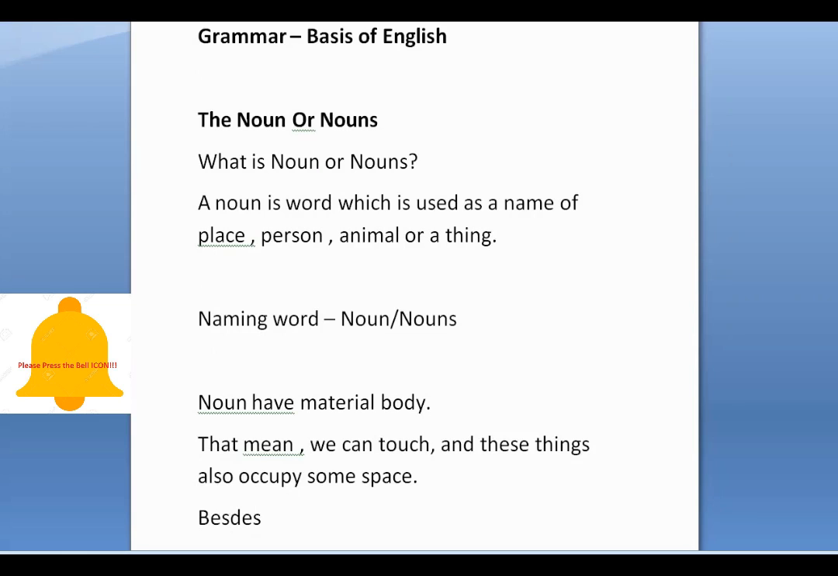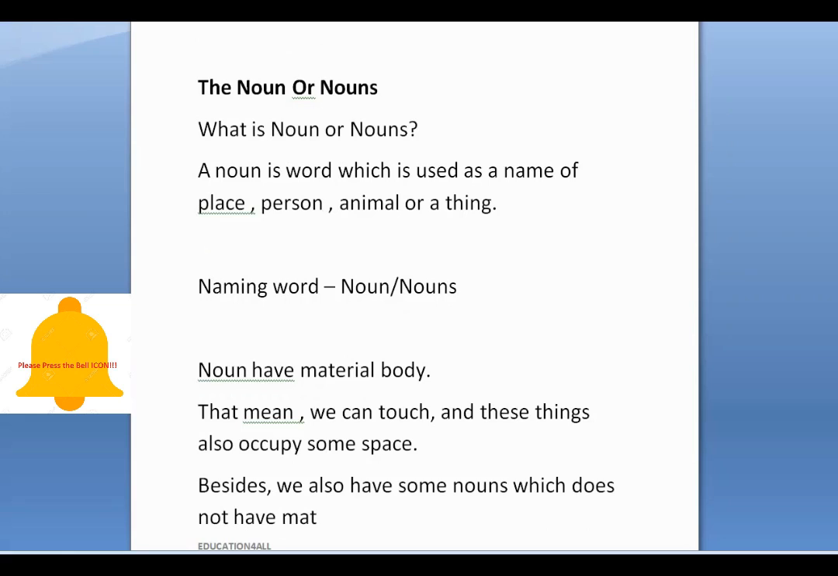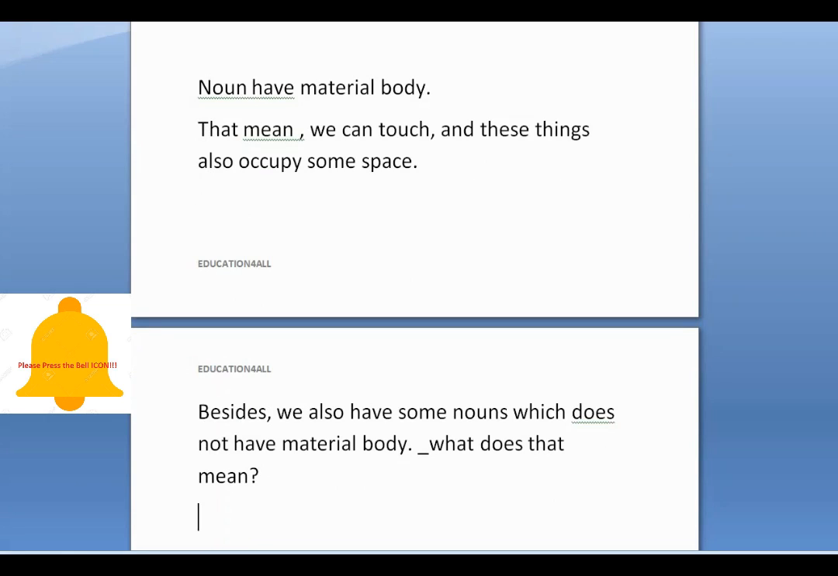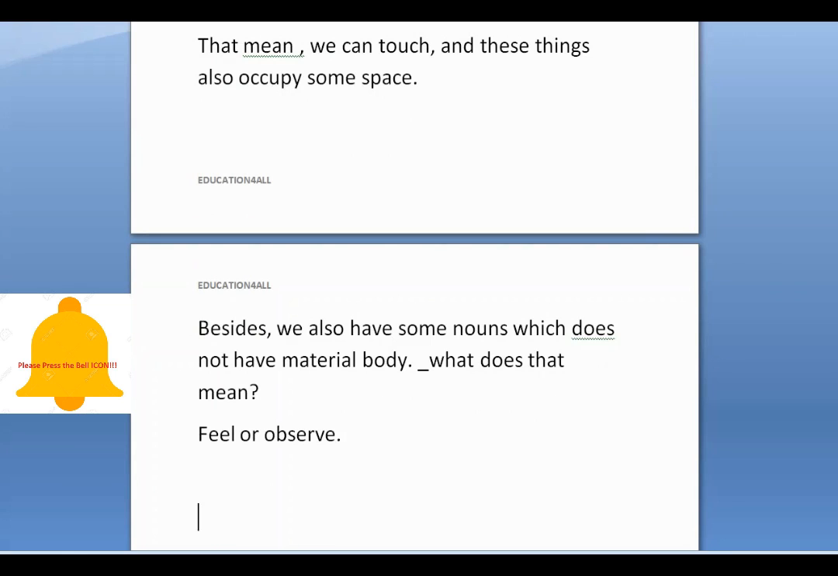Besides the above definition, we also have some nouns which do not have a material body. What does that mean? Basically, those nouns we can only feel or observe, because as I mentioned, it should not have a material body. If something is without a material body, that means we can only feel them. What do we call these nouns? They are known as abstract noun.